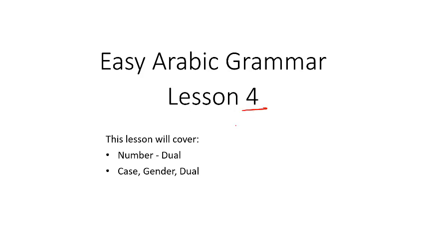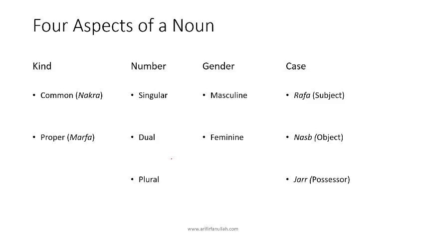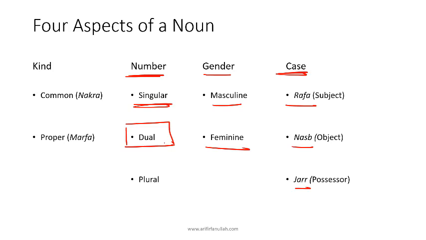We are now at lesson 4, and here our focus is going to be on the dual form of a noun. And just to put things in context, we have talked about the case. A noun can either be in rafa, nasab or jar form. We've talked about gender, masculine and feminine, and now we are talking about number. So far we focused on singular nouns, and here we are going to talk about dual nouns.